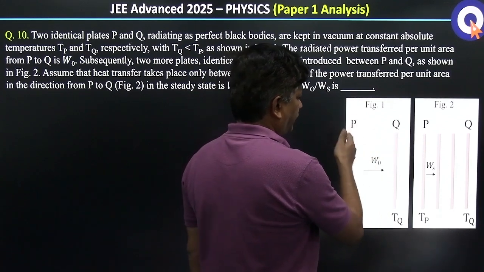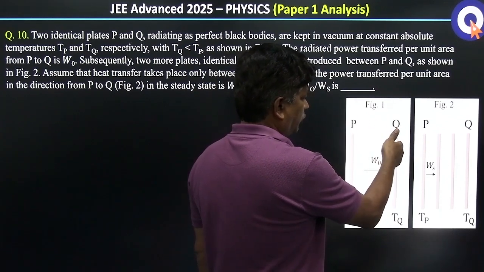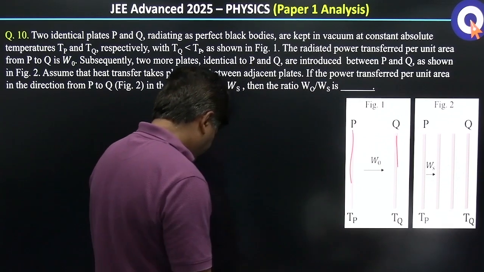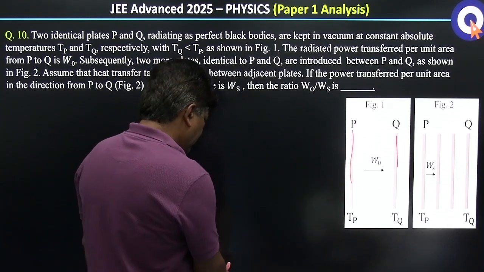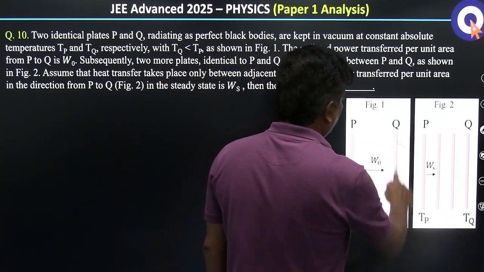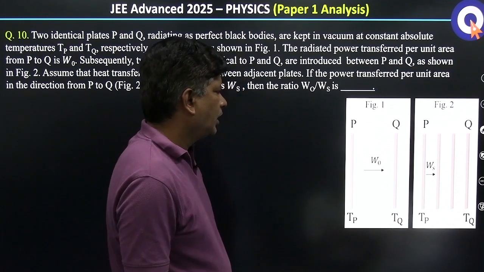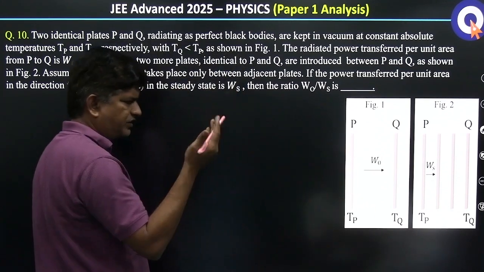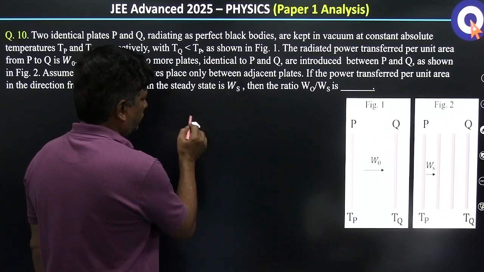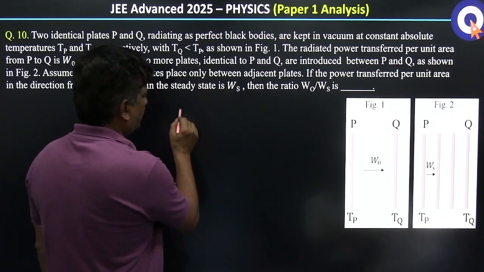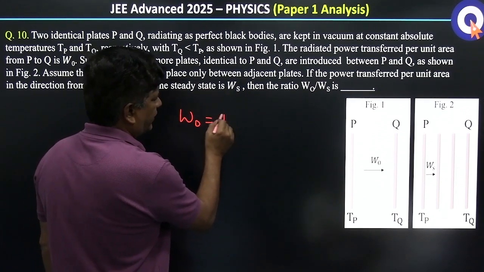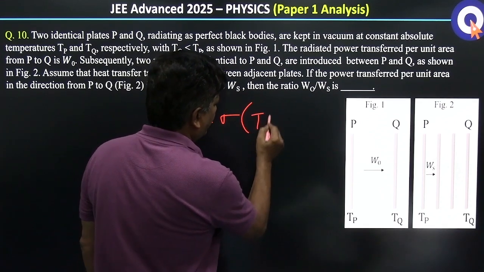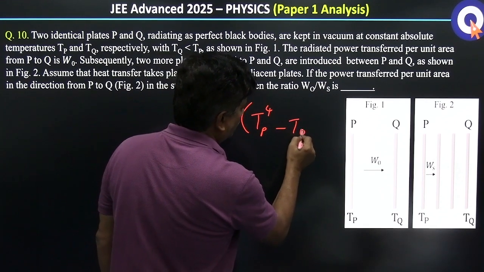Obviously, there would be radiation going from P to Q. P is at high temperature and Q is at low temperature. Therefore, you will see that there is radiation going from P to Q, and that value is given as W naught. Going by Stefan's law, you can say that W naught is equal to Stefan's constant sigma into Tp power 4 minus Tq power 4.